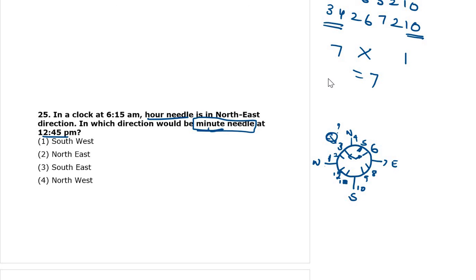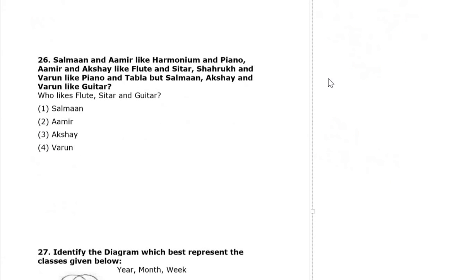We need 12:45. They are asking only about the minute hand. No need for the hour hand. We need not check it unnecessarily. Only the minute hand. 45 means it should be at 9. This one is moving to 9. So what is the direction? Southeast. The answer is southeast. They are asking about the minute hand, therefore we are checking only the minute hand. Therefore, the answer is southeast. Come to the next question.